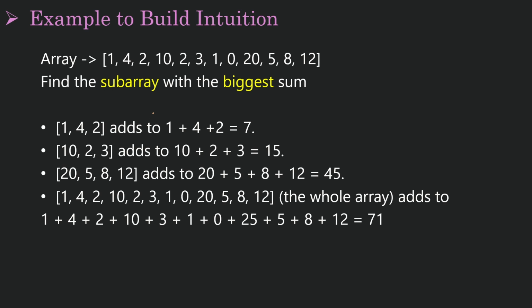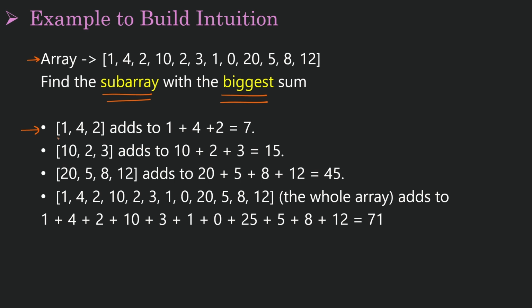Beginner-friendly example to build intuition. To get a feel for the problem, let's explore our array: 1, 4, 2, 10, 2, 3, 1, 0, 20, 5, 8, 12. This array has 12 numbers, and our goal is to find the subarray with the largest sum. Let's think about what this means by considering a few possible subarrays to build intuition.